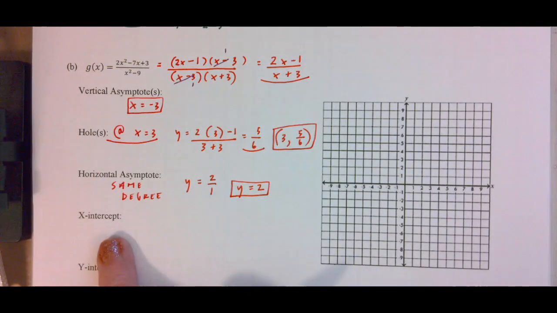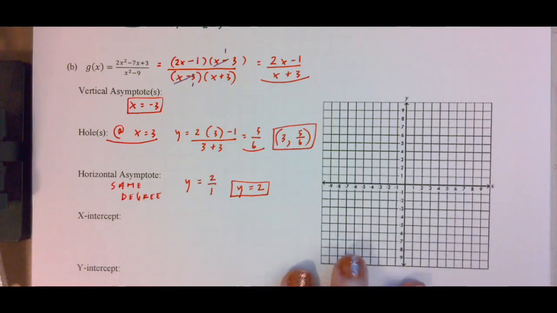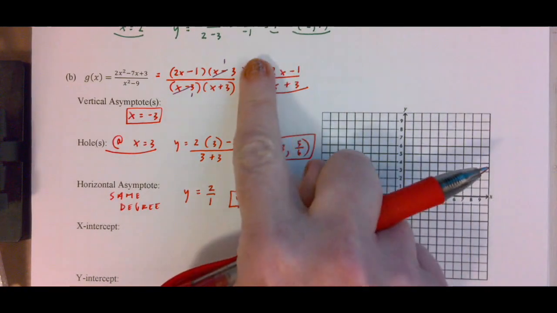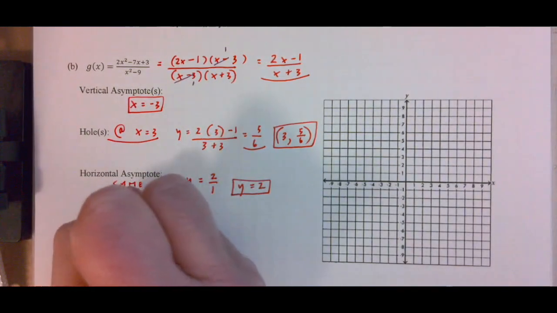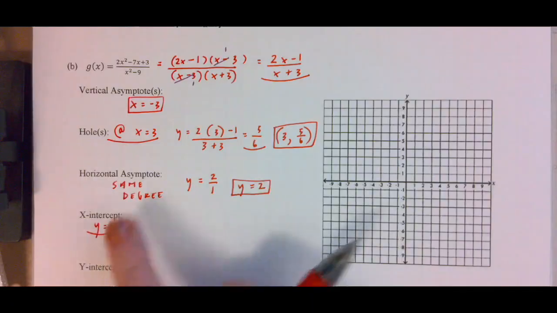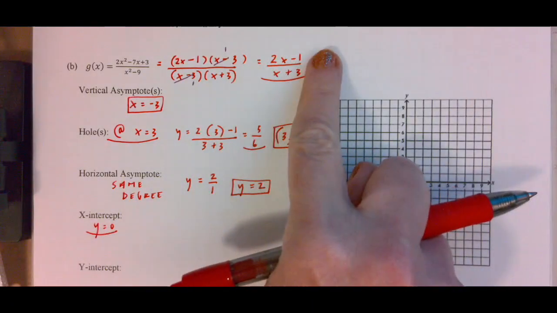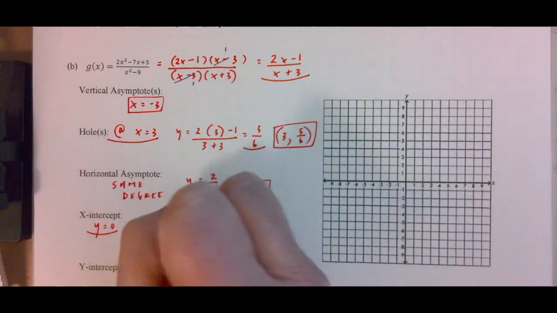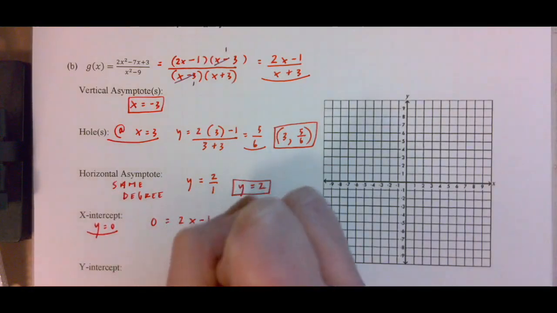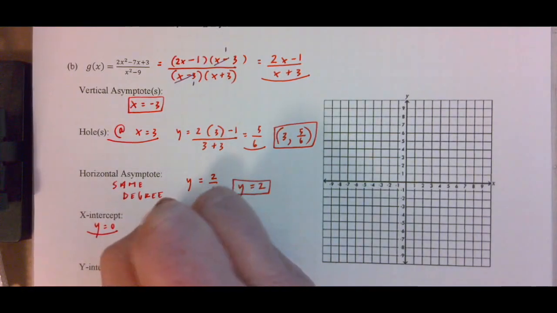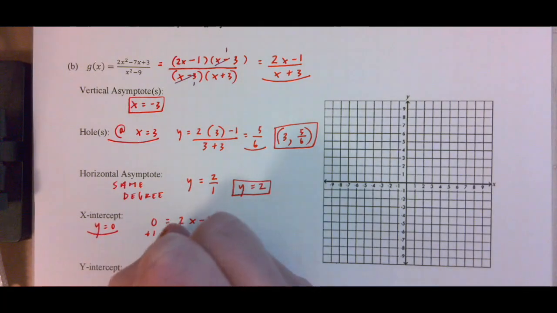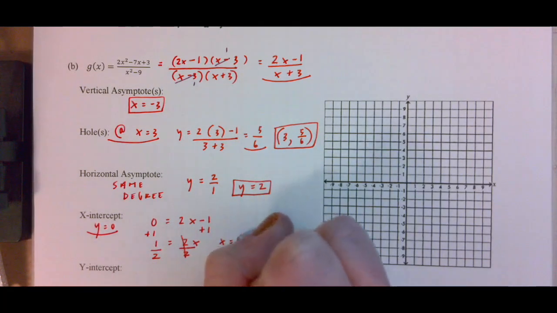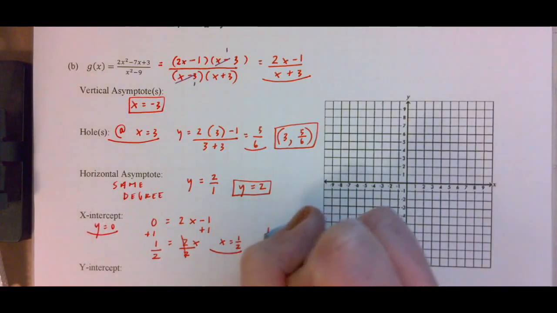Okay, my x-intercept, we've seen this a few times now. We should know that it comes from the factor on top. Okay, so I know that y is 0. The factor on top is 2x minus 1. So 0 equals 2x minus 1. Add the 1. Divide by 2. And x is 1/2. x is 1/2 when the y value is 0.